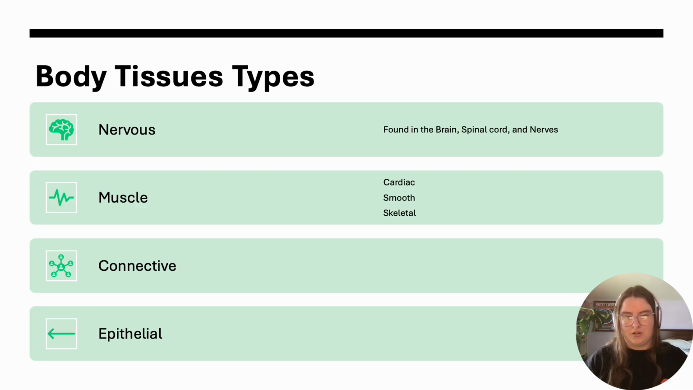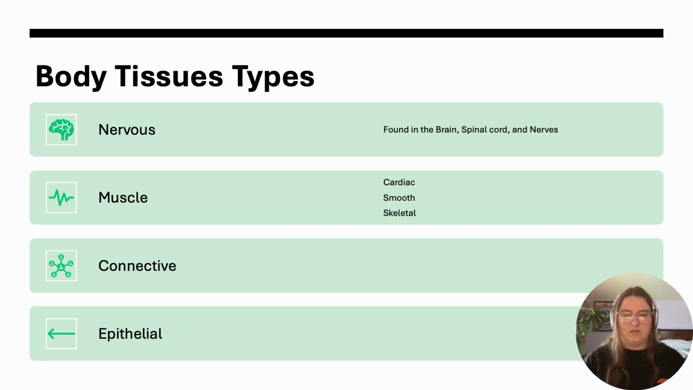Let's start with body tissue types. There are four main types of body tissues that are discussed in anatomy and physiology. First is nervous tissue. This allows for the transport of electrical signals between different areas of the body. This is found in the brain, spinal cord, and nerves. Next, we have muscle tissue, which is able to contract to provide movement. It is defined in three subtypes: cardiac, skeletal, and smooth.